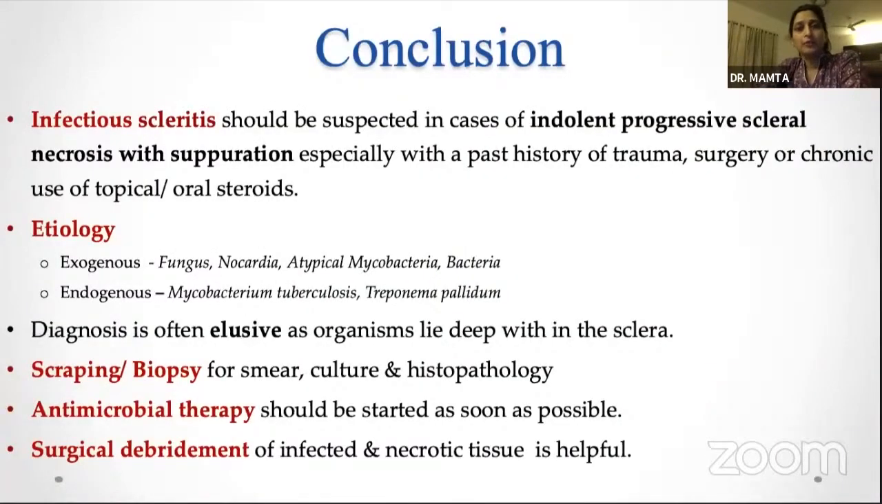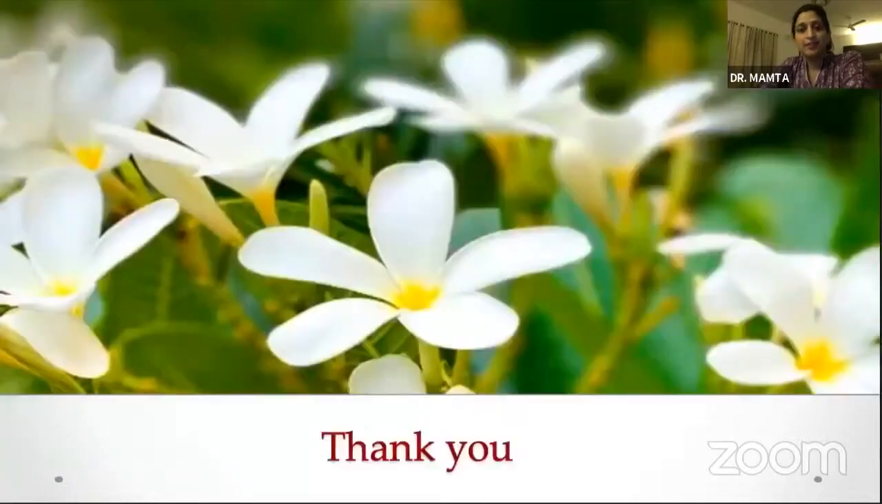So in conclusion, I would like to say that infectious scleritis should be suspected in patients with a history of trauma, surgery, and chronic use of steroids in any form, and in patients not responding to treatment; the diagnosis should be high on infectious scleritis. And etiology, we know it can be exogenous or endogenous. It's often elusive, because the organisms lie deep within the sclera. Biopsy and scraping can help us to diagnose. Antimicrobial therapy should be started as soon as possible, and scleral debridement of the infected tissue is indeed helpful in these cases. Thank you so much.